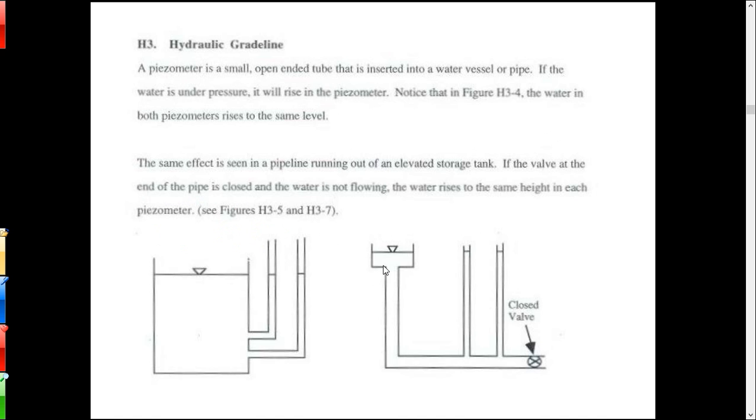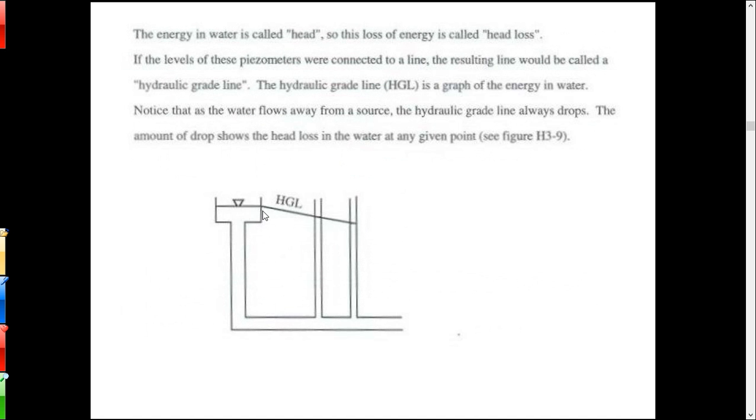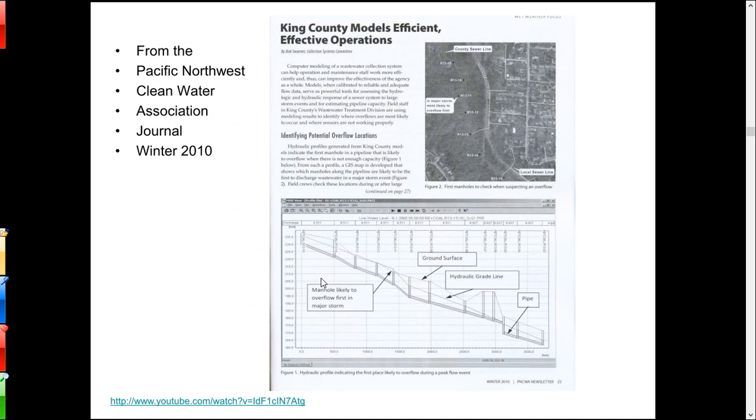All right, so we've looked at this tank with these piezometers in the pipe. What if we open the valve though? With the closed valve, the water rises to the same level as the tank, but if we open the valve, the water will drop a little bit. All right, now if we connect the dots there, we get something called a hydraulic grade line. So if we look at what the piezometer elevations would be anywhere along the pipe and connect those elevations together, we get a hydraulic grade line. Okay. Now this can be used to model systems. In this case, it's modeling a sanitary sewer system.